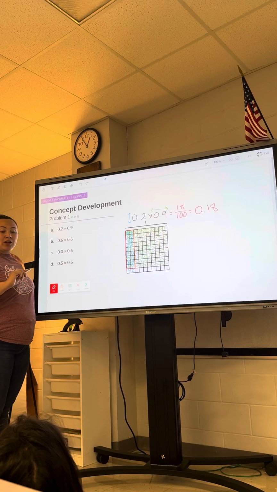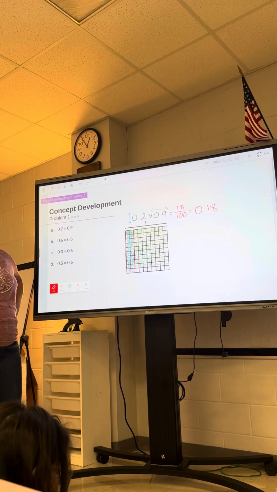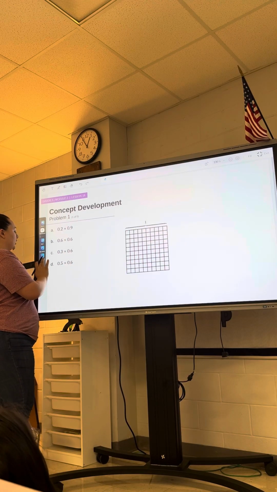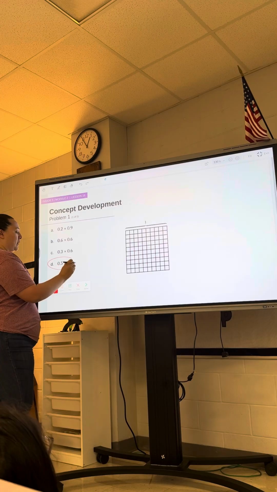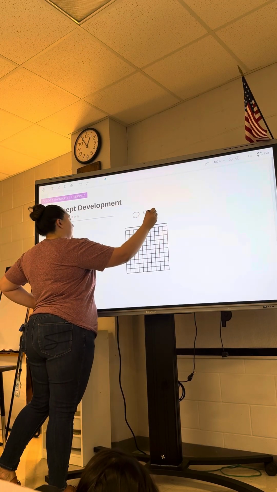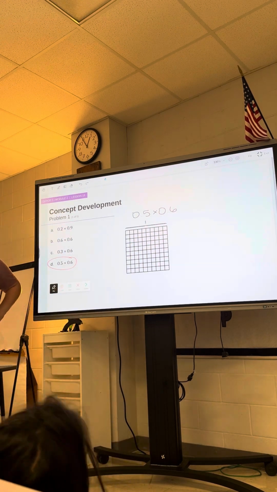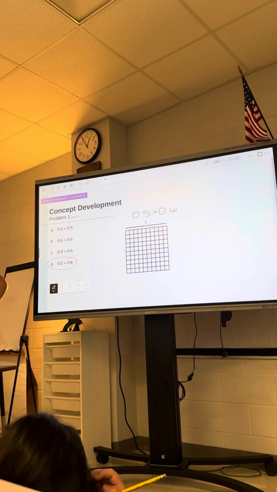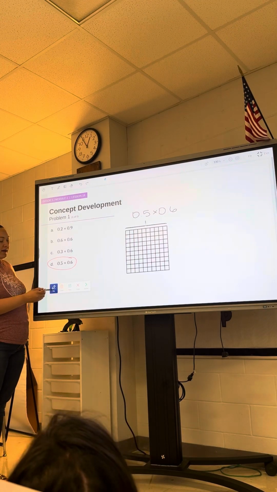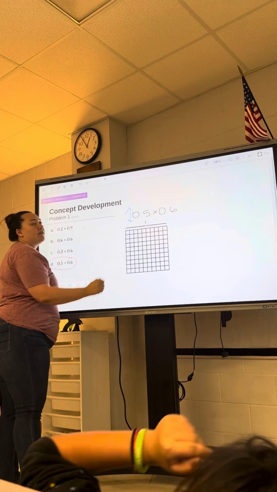All right, move over to the next available square. Okay, I'm going to erase this one, and we are going to do this one. So write it above. 0.5 times 0.6. How will I color in 5/10? 5/10.